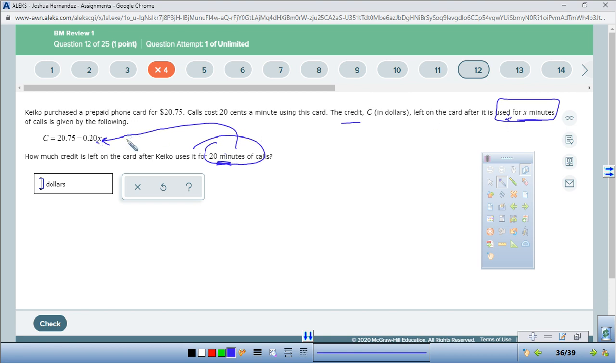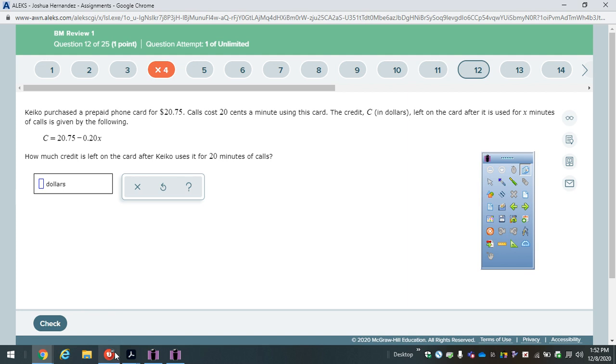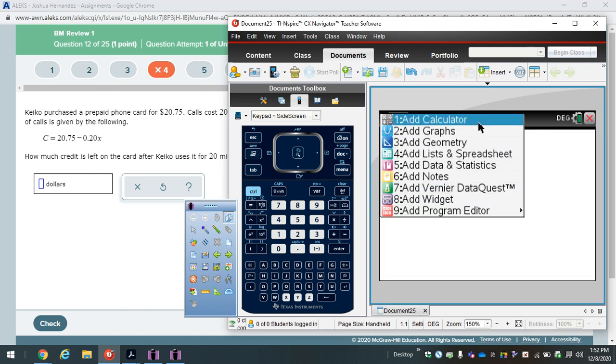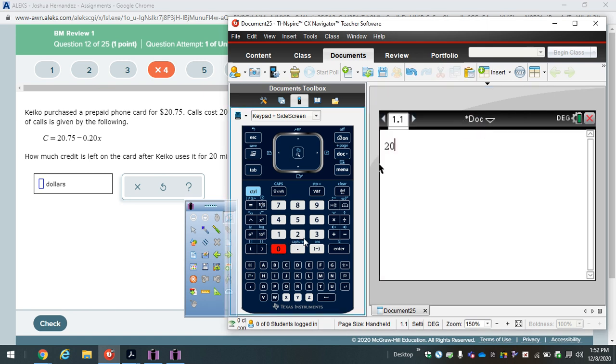It depends how you want to work this one out. I wouldn't think too much. I should just use my calculator, right? So then I'll have C equals 20.75 minus 0.20 times 20. I would not freak out and use my brain. I would just use the calculator. I'll go 20.75 minus 0.20 parentheses, and then 20 minutes, right? 20, and then press enter. 16.75.